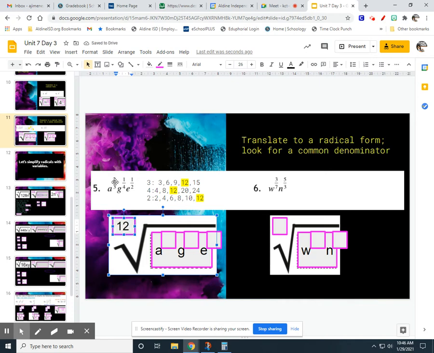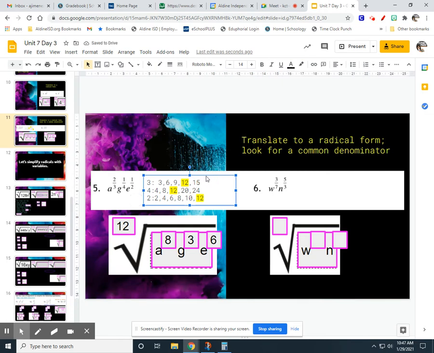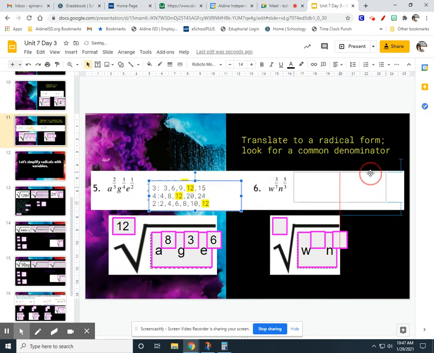Now, if you remember, you figure out what number you need to multiply 3 by to get 12, and you have to multiply that number to the numerator. So 3 times 4 is 12, 2 times 4 is 8, so 8 goes here. 4 times 3 is 12, so 1 times 3 is 3. 2 times 6 is 12, so 1 times 6 is 6. Right. We're going to do the same thing over here. We're going to find the least common multiple.